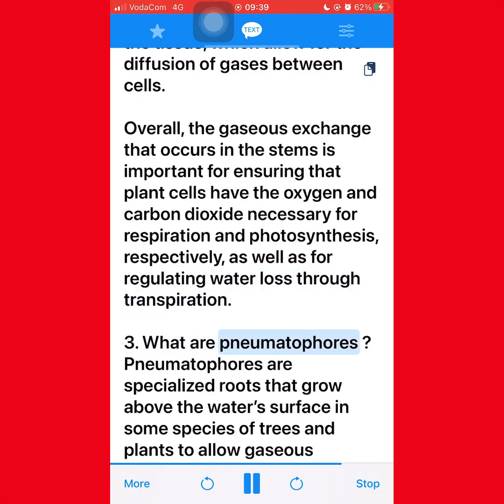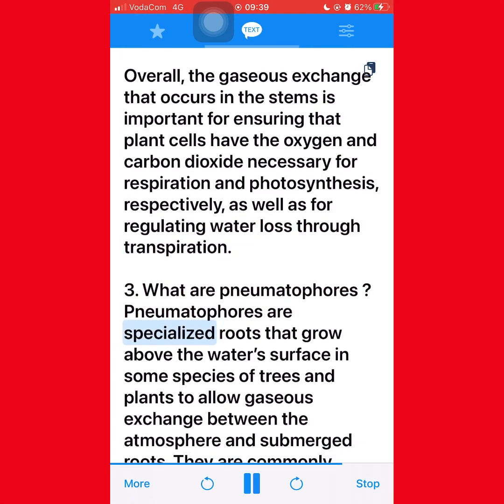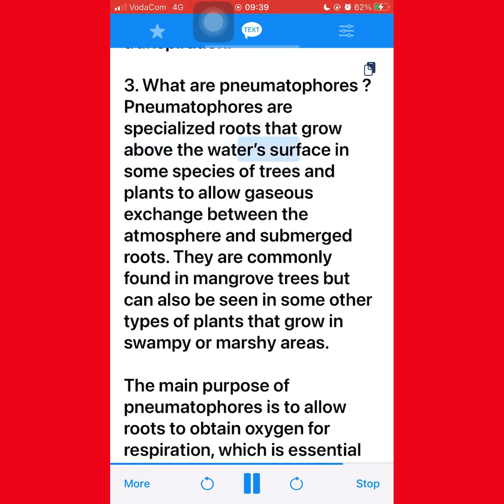3. What are pneumatophores? Pneumatophores are specialized roots that grow above the water surface in some species of trees and plants to allow gaseous exchange between the atmosphere and submerged roots. They are commonly found in mangrove trees but can also be seen in some other types of plants that grow in swampy or marshy areas.